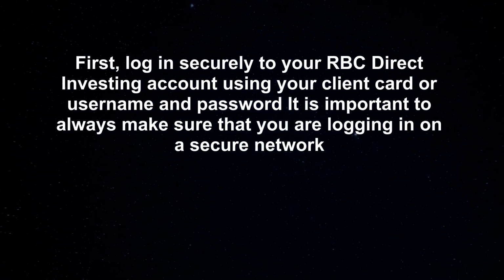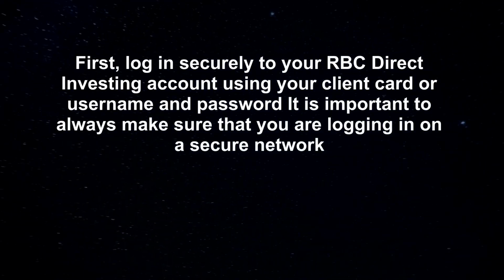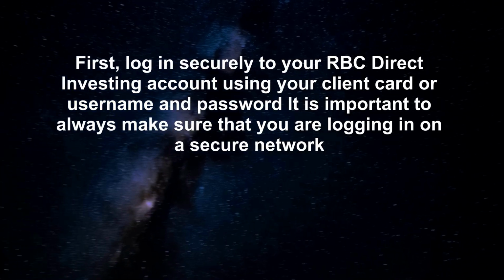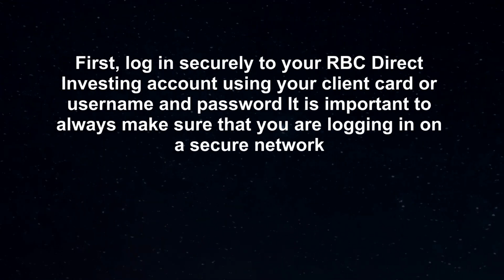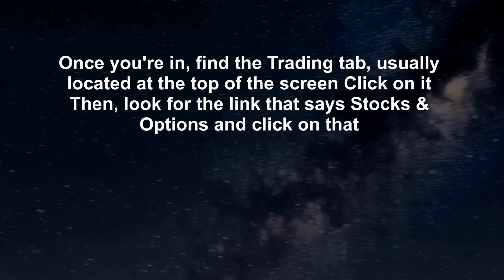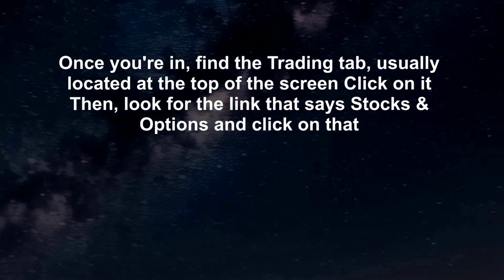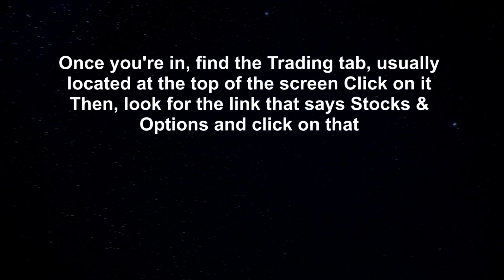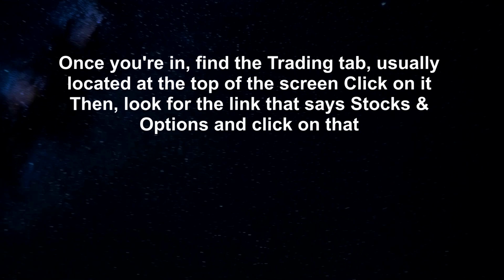First, log in securely to your RBC Direct Investing account using your client card or username and password. It is important to always make sure that you are logging in on a secure network. Once you're in, find the Trading tab, usually located at the top of the screen. Click on it, then look for the link that says Stocks and Options and click on that.